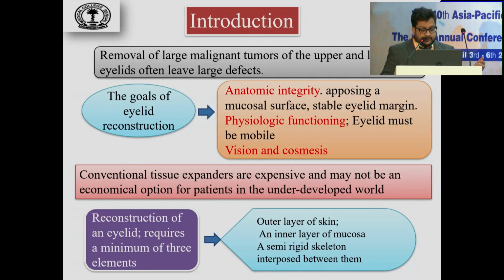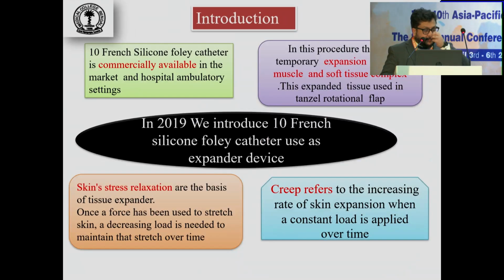Now, reconstruction of any eyelid, whether it's upper or lower eyelid, will require three-layered reconstruction. There is the outer myocutaneous part, the inner layer of the conjunctiva or the mucosa, and the semi-rigid skeleton that is interposed between them, in case of upper eyelid, that is a tarsal replacement. Now, here, we are using a 10 French silicone Foley's catheter, which is available in the market.